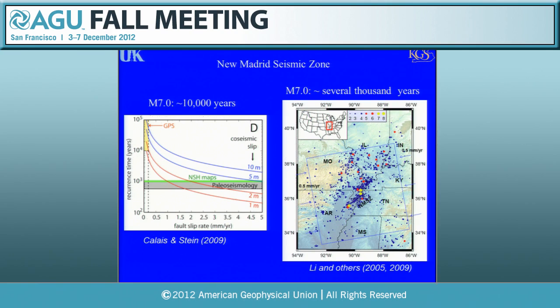The other study is Calais and Stein, from GPS. The GPS rate gives you the magnitude versus the recurring interval. For a magnitude 7.5 large earthquake, GPS gives you a recurring interval of 1,000 to a few thousand years. There are also two papers by Lee and others doing what they call dynamic modeling, and the model results are the same. Again, for magnitude 7 and larger, the recurring interval is several thousand years.